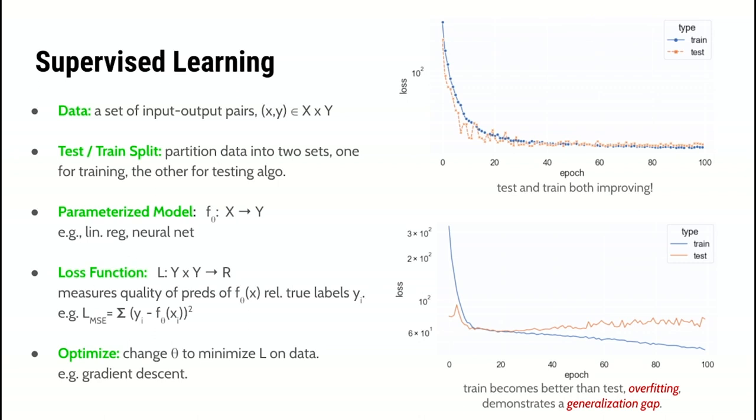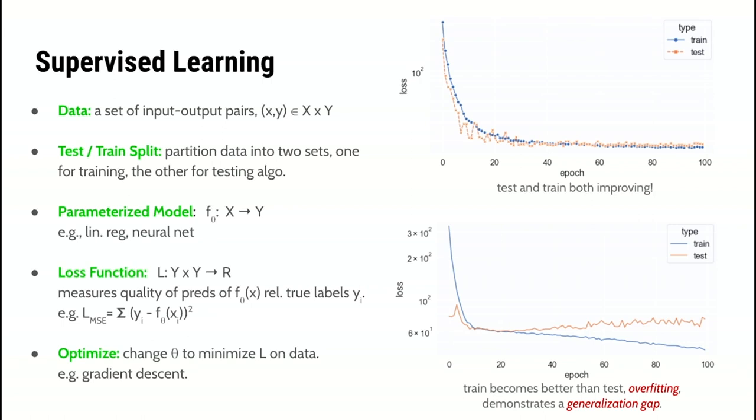Machine learning, first of all, is about data. And in the context of supervised learning, what you have is sets of input-output pairs, x, y, drawn from some space X times Y. This is very abstract, and it's because the technique can be applied in many, many different areas. In particular, what you would do then is set up what's called a test-train split. The idea is that you would partition the data into two sets, one that is used in training the algorithm, and another that is held back so that you can test the trained algorithm on data that it hasn't seen to see how well it's doing.